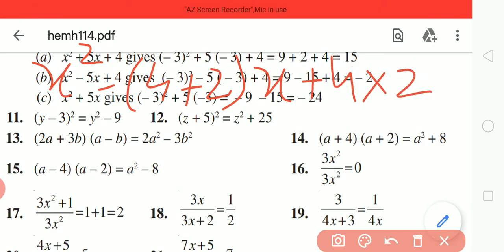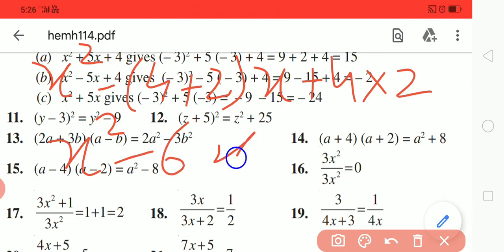This is minus 4 into minus 2, that is positive 4 into 2, because minus minus becomes plus again. So x square minus 6x plus 8. So let me see what we have been given here. A square minus 8 is completely wrong.